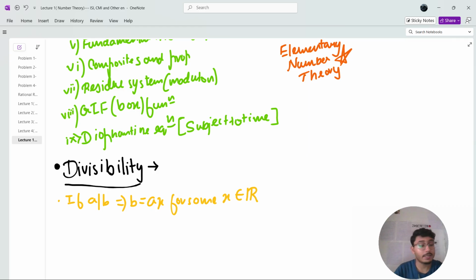This is my sign of divisibility, by the way. This is how we write B is divisible by A. And for not divisible, I will simply slice it down. This means B is not divisible by A.